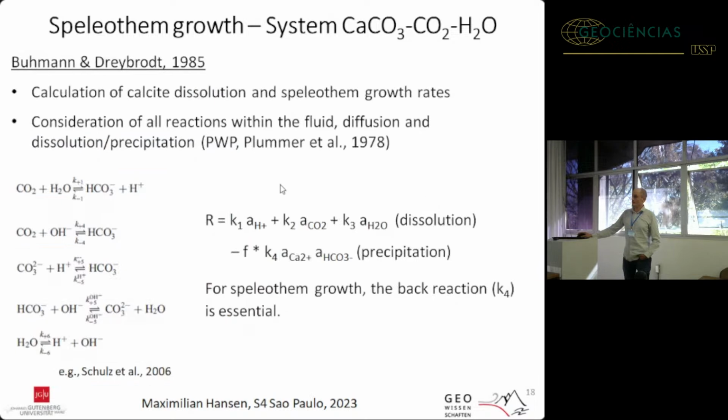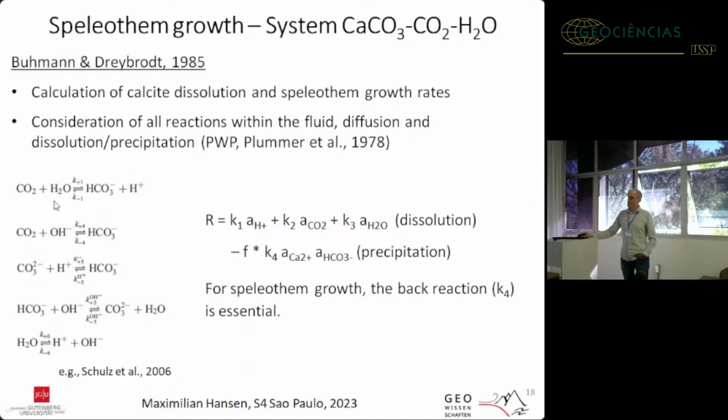And so a lot of these things, most of them, have been done by Wolfgang Dreybrodt and colleagues. What they basically did was calculate the calcite dissolution and speleothem growth rate based on the work by Plummer et al. in 1978. This considers all the reactions taking place in the fluid, like diffusion, dissolution, and precipitation.